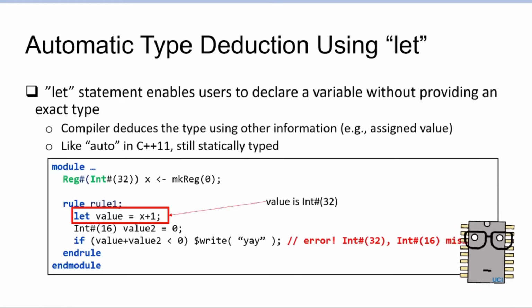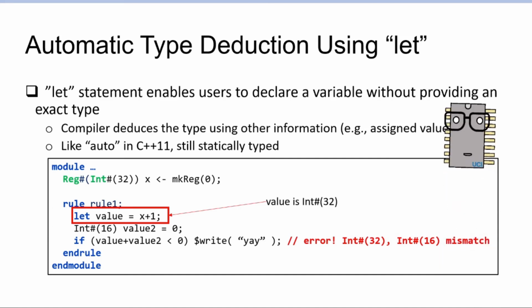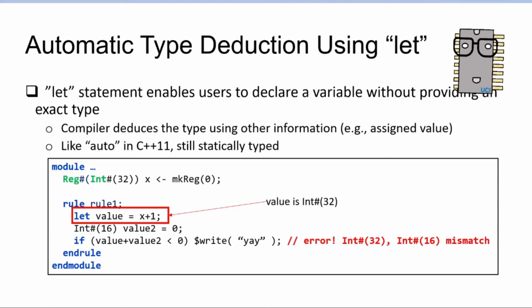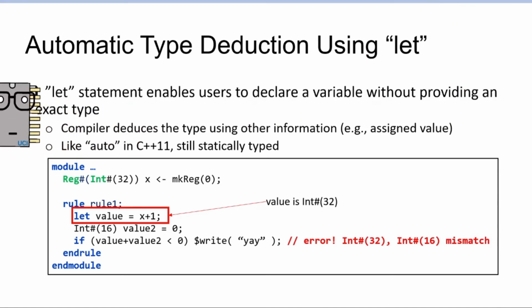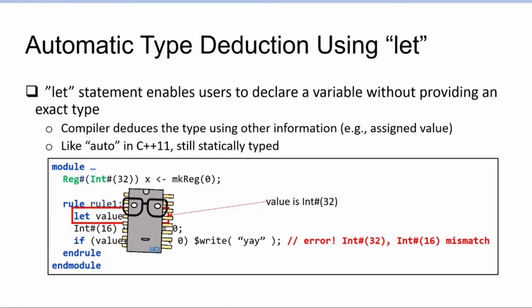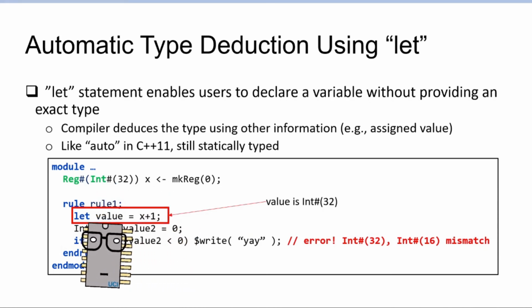I think we're almost done. We can also, in order to reduce the complexity of your code, have the compiler do automatic type deduction using a statement called let, kind of like auto in C++. So the let statement enables users to declare a variable without providing the exact type. So say x is an Int 32 type. When I do x plus 1 and assign it somewhere, I don't have to explicitly write Int 32 value equals x plus 1. I can do let, and the compiler will automatically deduce that value is Int 32.